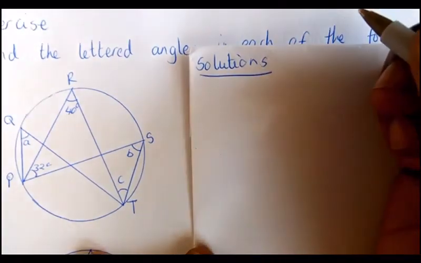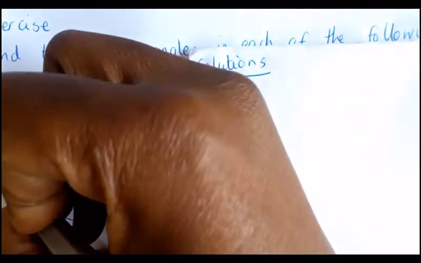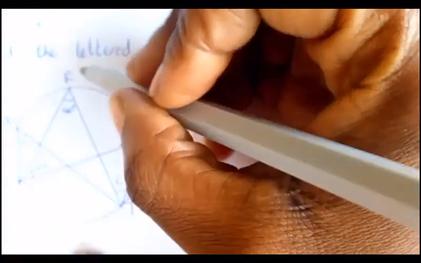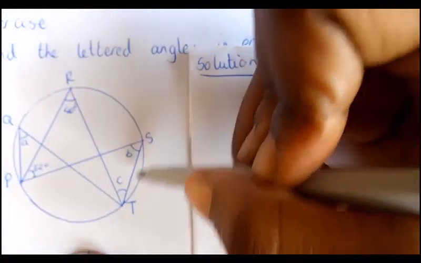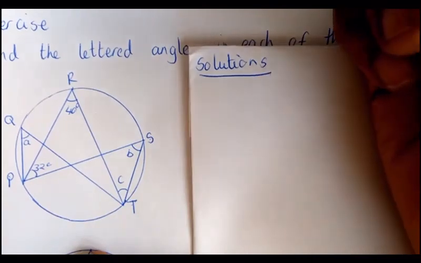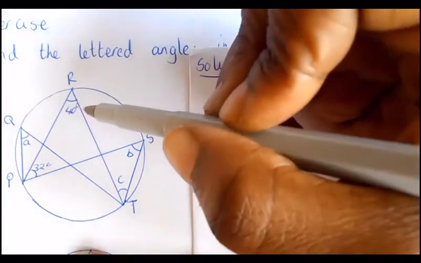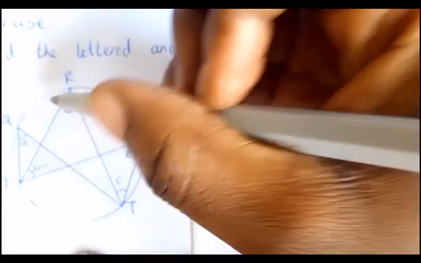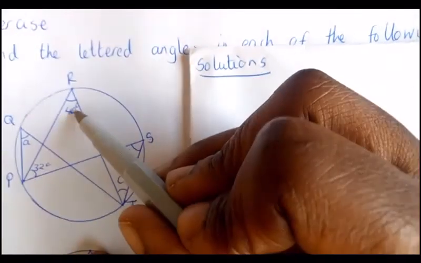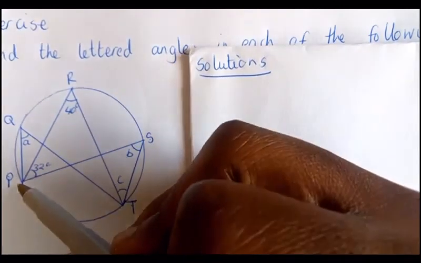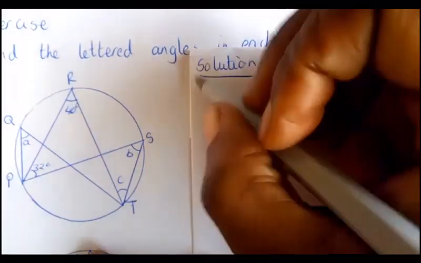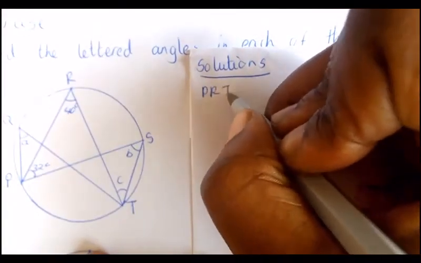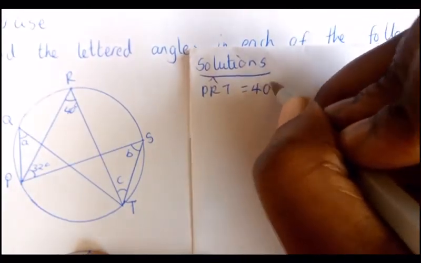We will start with part A. We say the first thing that we do is to name our points on the circumference. This we will name P, this Q, this R, this S, and T. Now after naming it, we then write the angles that we have using the named points. The first angle is this, that is 40 degrees. This is angle PRT. So angle PRT is equal to 40 degrees.